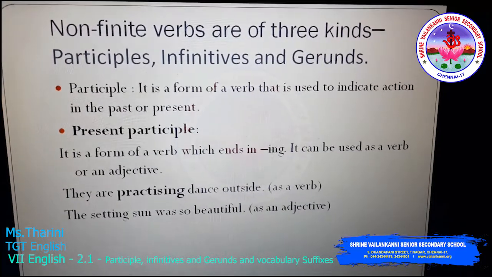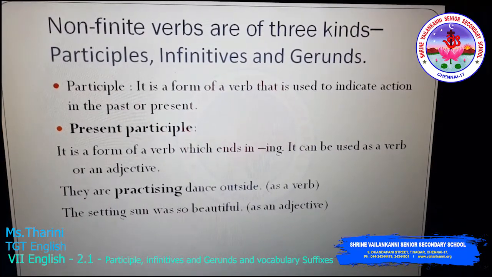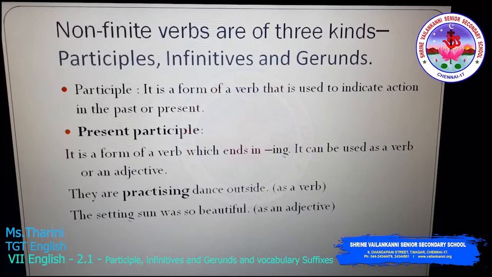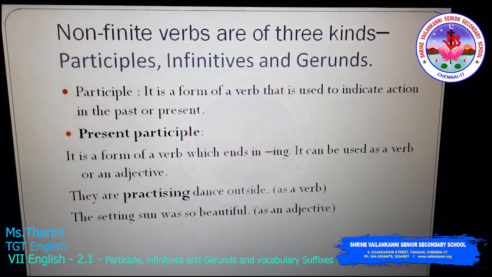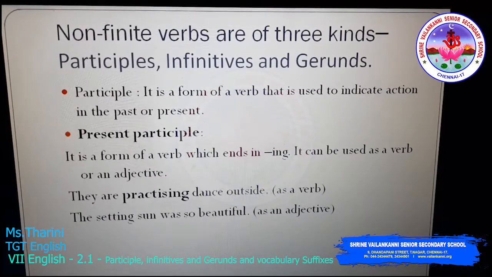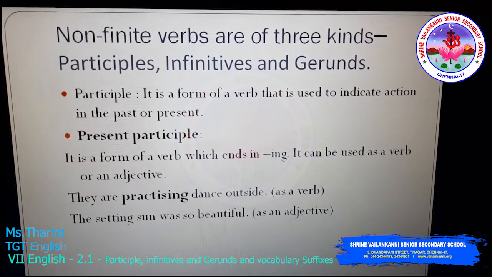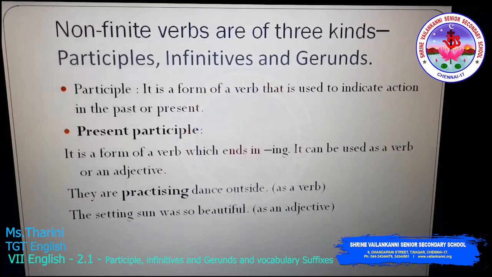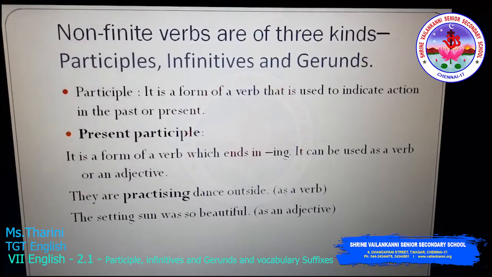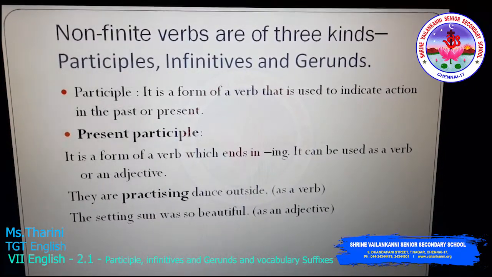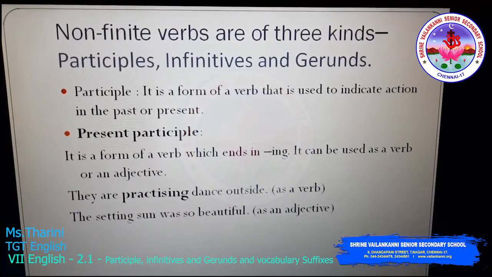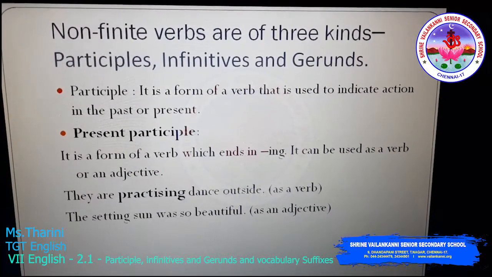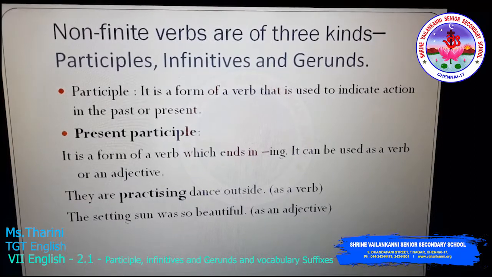Listen. Participle. It is a form of a verb that is used to indicate action in the past or present. Present participle. What is that? It is a form of a verb which ends in ing, as I said before. It can be used as a verb or an adjective. Example: they are practicing dance outside. So here it is acting as a verb.